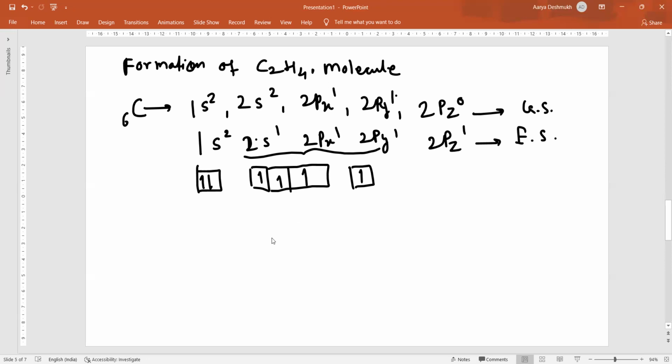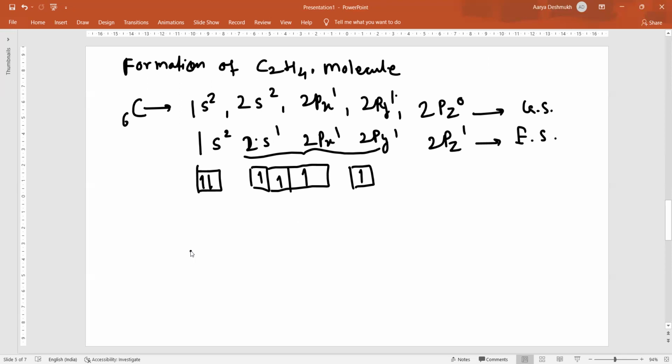Now remember, this is also very important. You must understand that there are two carbon atoms here. In the formation of the ethene molecule, C2H4, each one of them undergoes this sp2 type of hybridization. I wrote here for one carbon only, but it is the same for the other carbon atom also. So I'll draw this here.